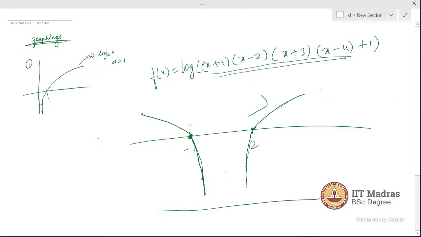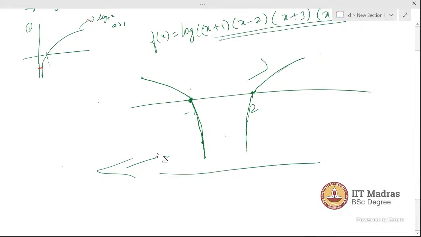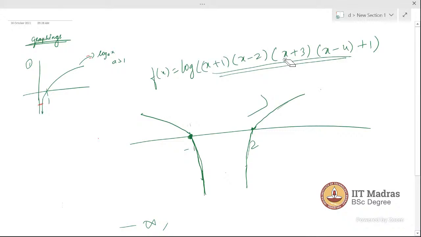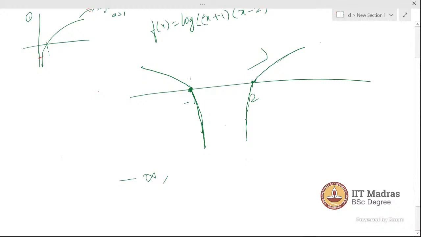Sir, what is the domain here? The domain for this function is, you can say, minus infinity to minus 1, closed bracket, this time to... No, sir, not 2 to infinity, because a root will be there, right? So we have to know the asymptote.